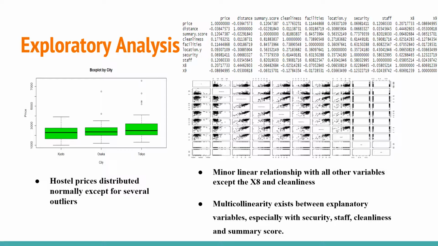When we did a box plot on the left-hand side, we can tell that among all 3 main cities, the hostel prices are distributed normally, except for several outliers, which have been plotted as individual points, that are a lot more than normal prices in Osaka and Tokyo.